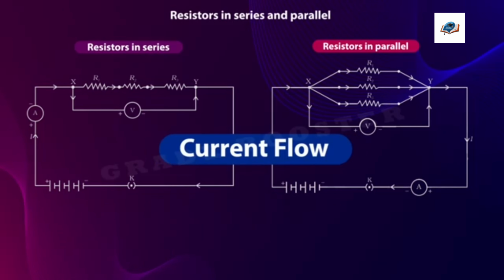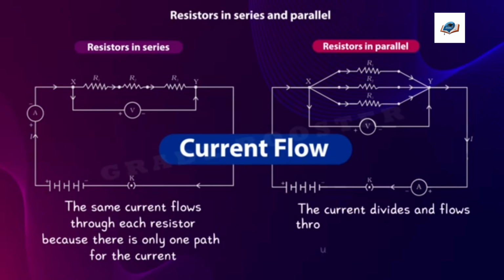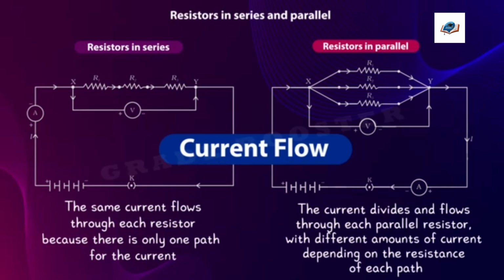Current flow. In series, the same current flows through each resistor because there is only one path for the current. In parallel, the current divides and flows through each parallel resistor with different amounts of current depending on the resistance of each path.